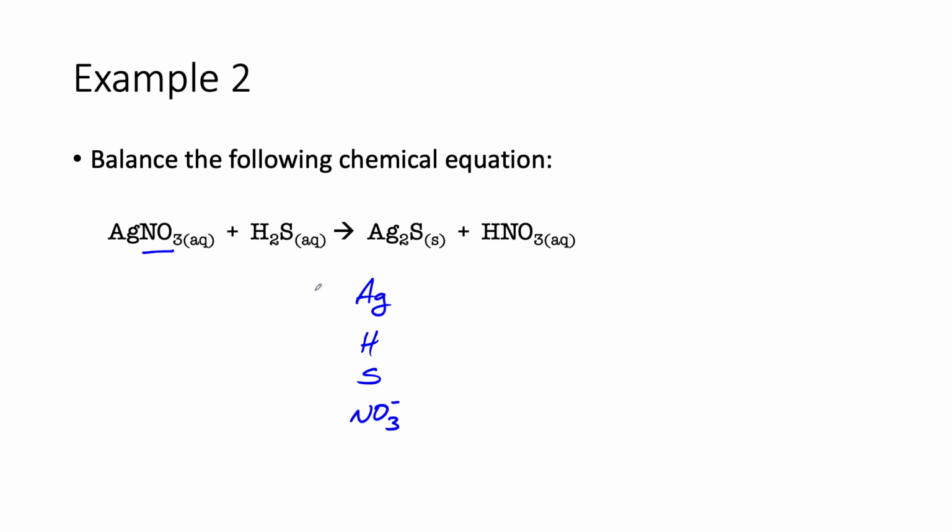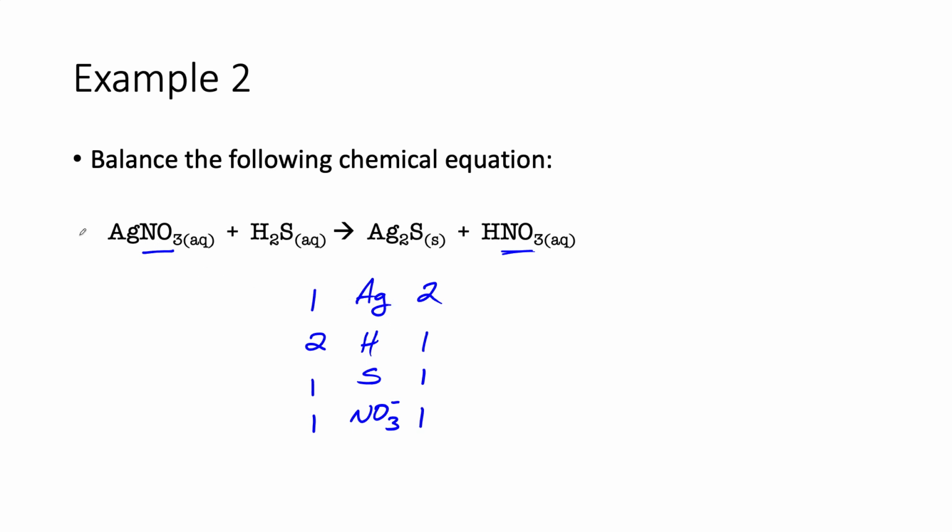So we have one silver, two hydrogens, one sulfur, and one group of NO3. On the right, we got two silvers, one hydrogen, one sulfur, and one group of NO3. See, this does not break up. So let's go ahead and do the heaviest first. That's going to be silver.